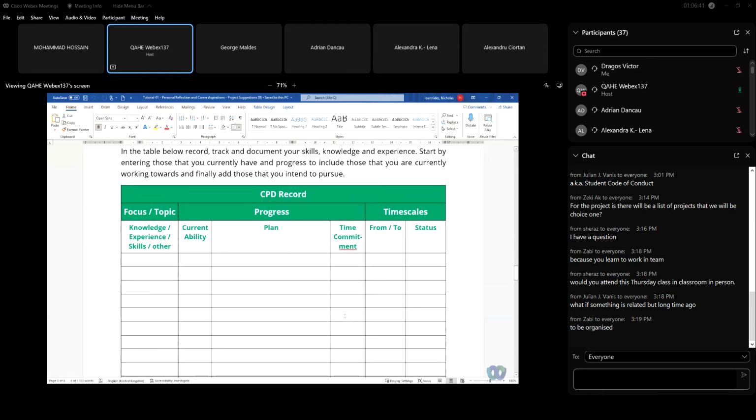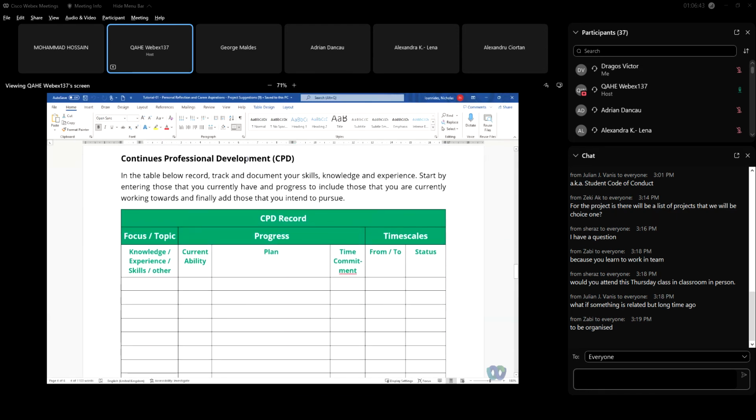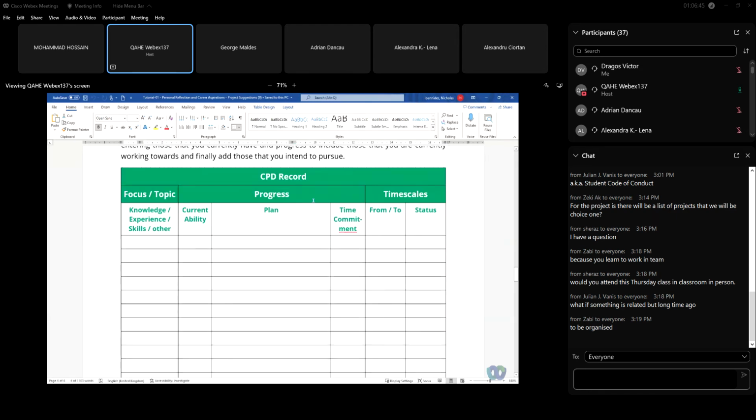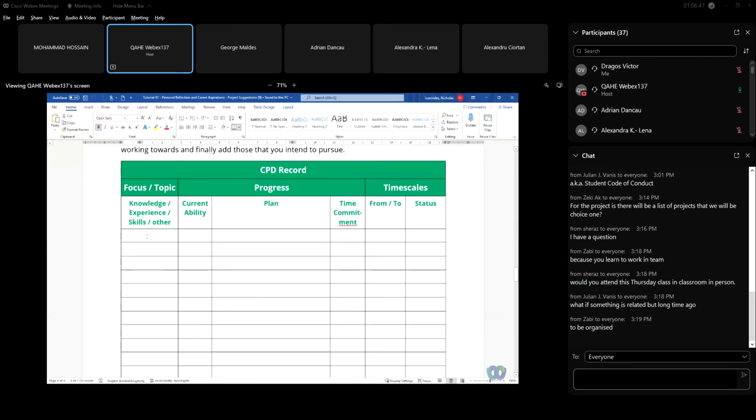Then you continue with continuous professional development, and that's where you say what skills you have. Let's say Python, current ability, intermediate or expert. What is your plan to improve it? And then how much time are you going to spend, a day, a week, or a month, and what is your current status?